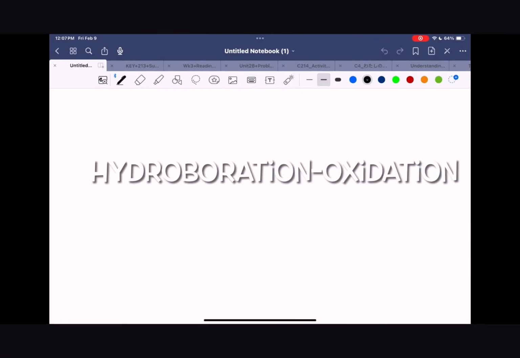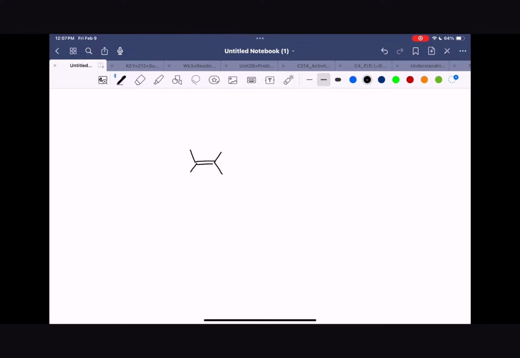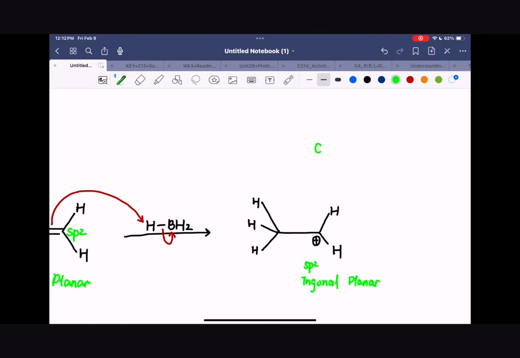Right now we are talking about hydroboration-oxidation. In this we have a symmetrical alkene with which we start. The carbons are sp2 hybridized and they are planar. We react our alkene with BH3, which is borane. It is a reactive gas and usually exists as a dimer.